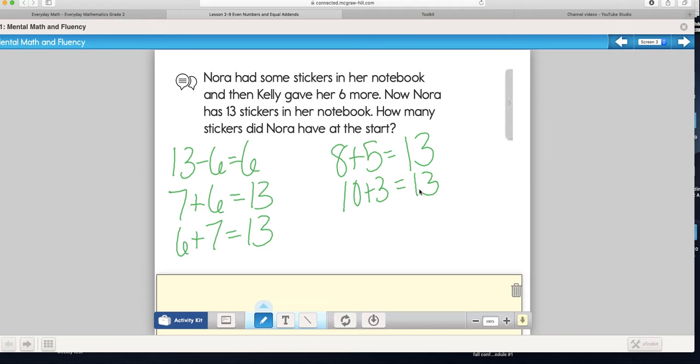Okay. Well, first of all, let's look at these problems that we have up here. I'm going to get my different color out here. Ooh, purple. First of all, what are the two numbers that we already have in this problem? Nora had some stickers in her notebook, and then Kelly gave her 6 more. Now Nora has 13 stickers in her notebook. What are the two numbers that we already see in this problem? Jake, what are the two numbers we already see in this problem?